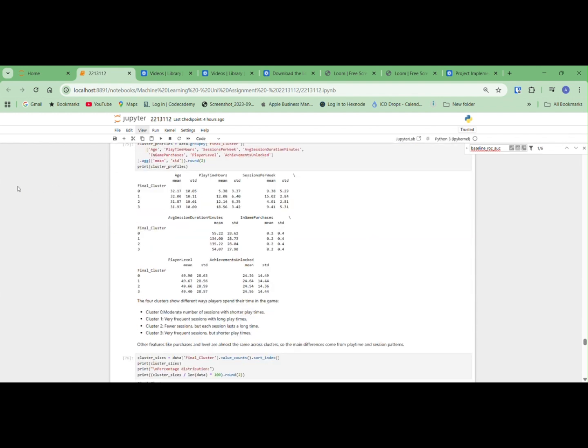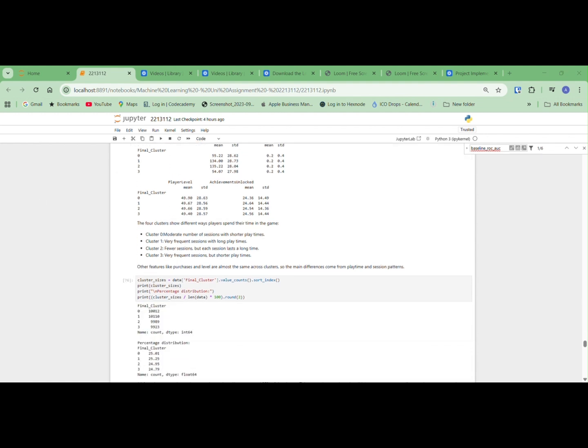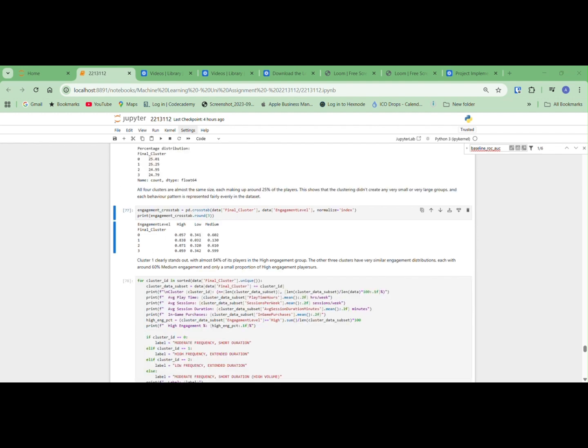From here, there was a clear pattern. Here we can see a summary of the clusters. Each cluster is around a 25% split, so we didn't have any tiny or huge group. Then I looked at how engagement is split between each cluster. The most interesting finding is represented in this little table here. These 4 rows represent each cluster, and you can see cluster 1 is completely dominated by highly engaged players. Almost 84% of this group are in the high engagement category, which gives a strong behavioural pattern for this particular clustering.